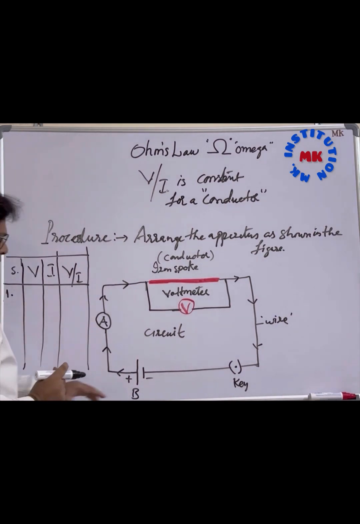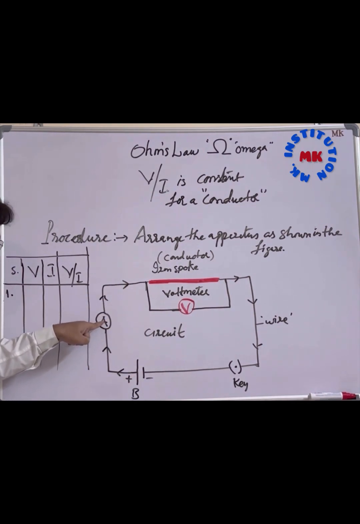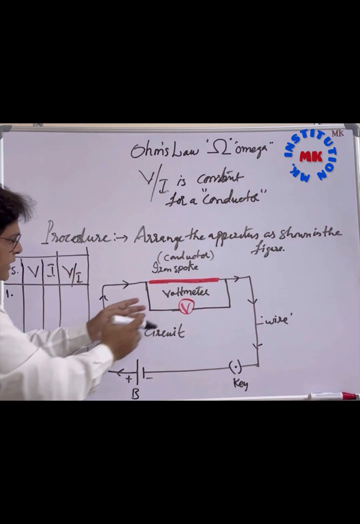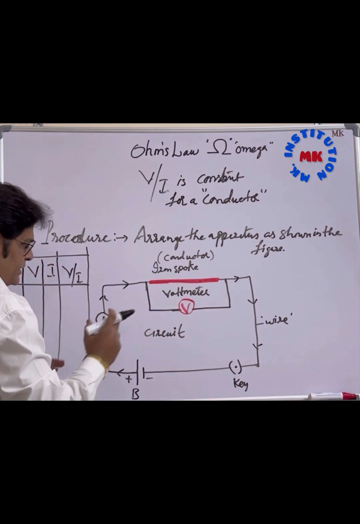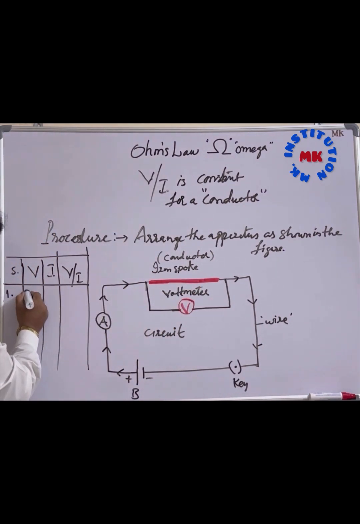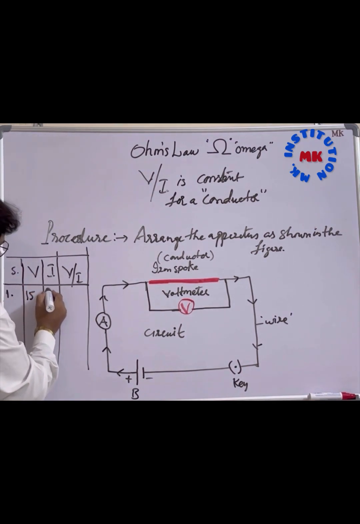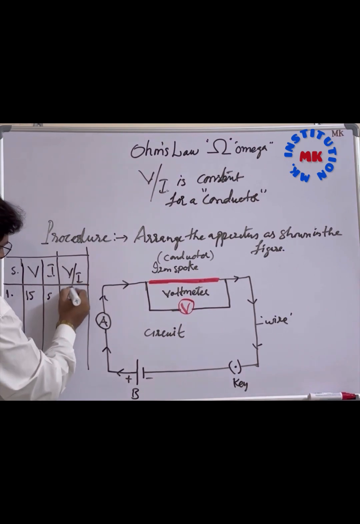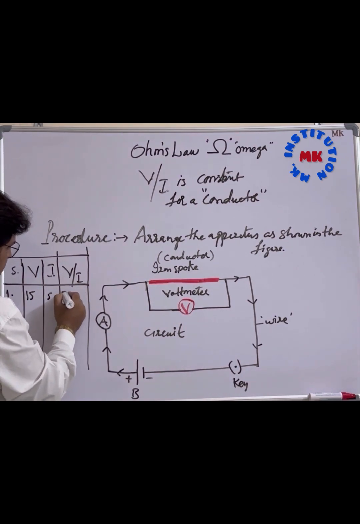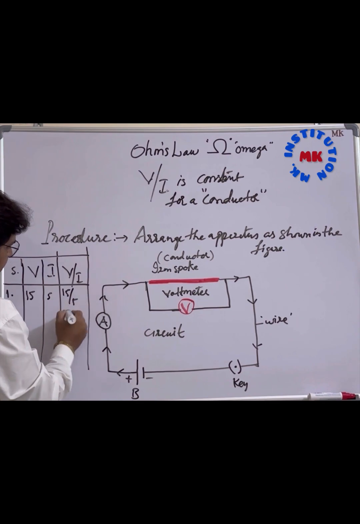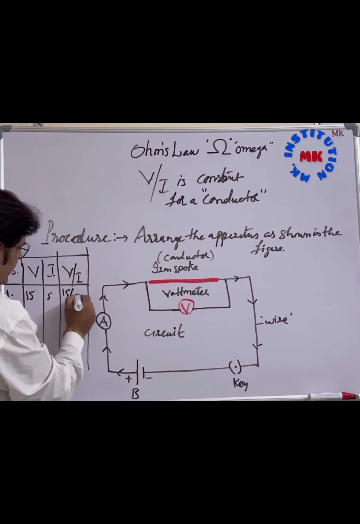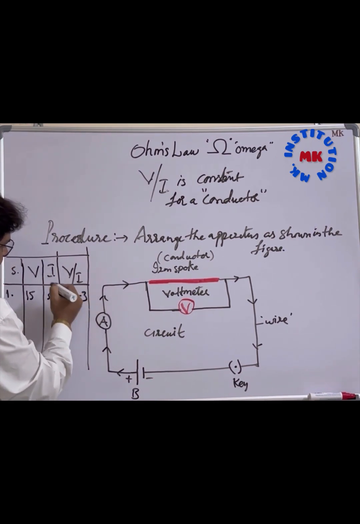Now, when we switch on, how many batteries did we keep? Only one, just one cell. The current moves, and one reading will come in the ammeter and one in the voltmeter. Imagine the voltmeter shows 15. The reading is just an example. And the current is 5 ampere. So V by I, that we have to show, a constant. So 15 by 5. How much are we getting? 3. 5 ones are 5, 5 threes are 15.